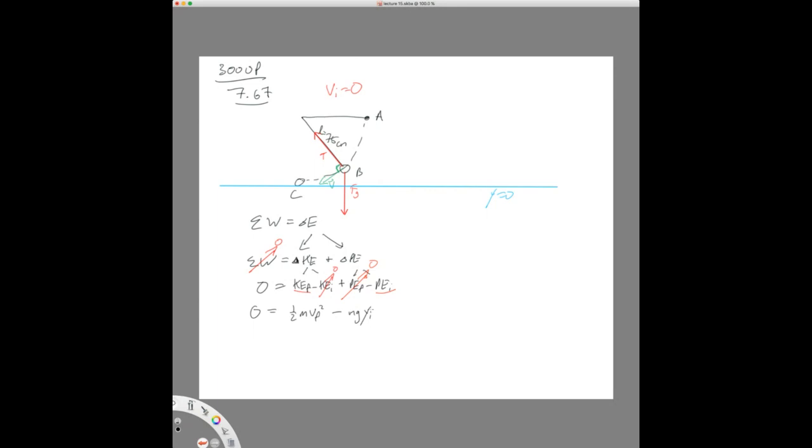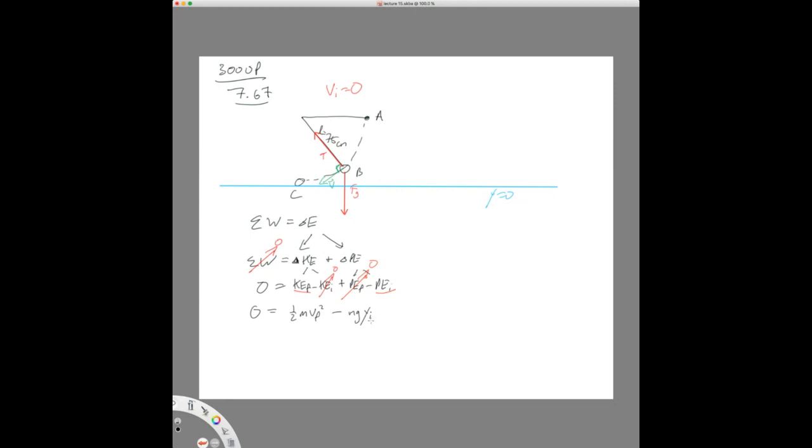So always, the kinetic energy formula is 1/2 mv squared, but I may have m1 or m2 or v initial or v final depending on what's going on in the problem. Same thing for potential energy. It's always m times g times either y or h. You can use whichever variable you like. The books are not totally consistent on that. I'd like to use y.